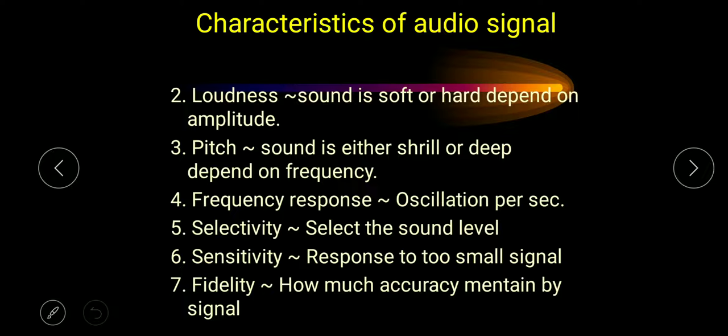Then the frequency response. First of all, frequency means oscillations per second, and the range of the device or signal in between these 20 hertz to 20 kilohertz becomes the frequency response for this audio signal. Now, selectivity means selecting the sound level. Actually, the sound signal is selected for a particular audio device. Then fidelity is the accuracy maintained by the signal itself. And sensitivity means a response to small signals and sounds by the system. So these are the several characteristics of an audio signal.